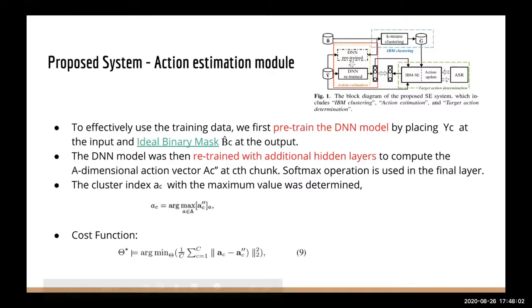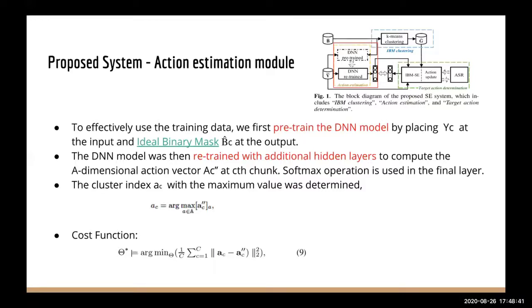The action estimation module is to estimate the initial action vector. To effectively use the training data, we first pre-train the DNN model by placing YC at the input. YC is our input speech, and the IBM vector B hat at the output instead of the clean speech. Basically, we're trying to output an ideal binary mask. The ideal binary mask would be like what frequency is considered clean, what frequency would be considered as noise.